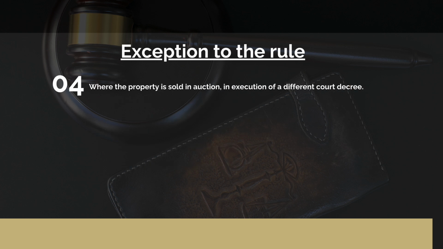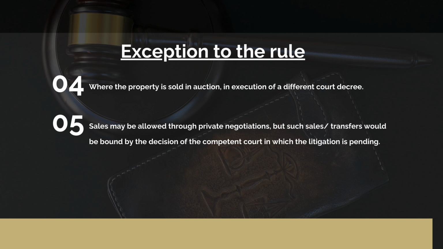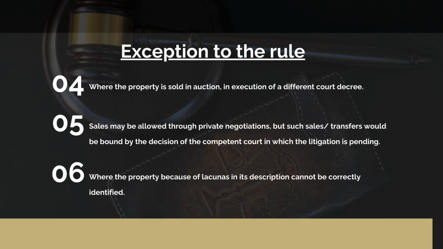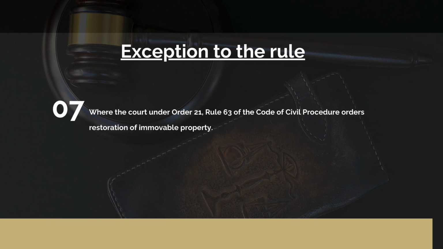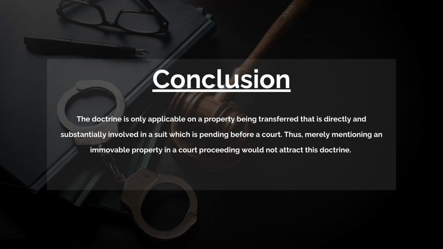Another aspect is where the property is sold in auction or in execution of a different court decree. Another point is sales may be allowed through private negotiations, but such sales or transfers would be bound by the decision of the competent court in which the litigation is pending. Another aspect is where the property, because of lacunas in its description, cannot be correctly identified. And the last point is where the court, under Order 21, Rule 63 of the Code of Civil Procedure, orders restoration of immovable property.